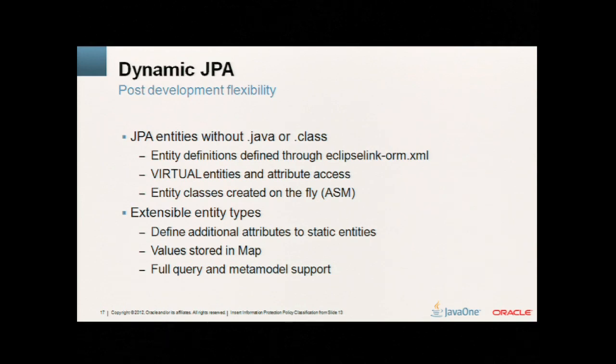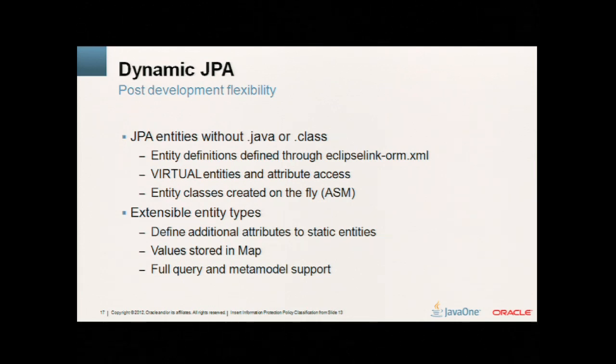We call it Dynamic JPA because there's no .java, we don't generate any source, there's no .class files, there's nothing packaged, it's all declarative JPA usage through a feature we call virtual entities and attribute accessors. And we're heavily using ASM bytecode weaving for this as well. The second piece is dealing with extensible entities, and I'll show some more on that.